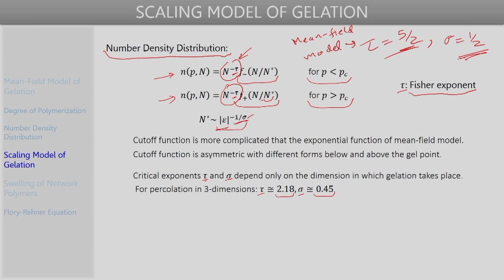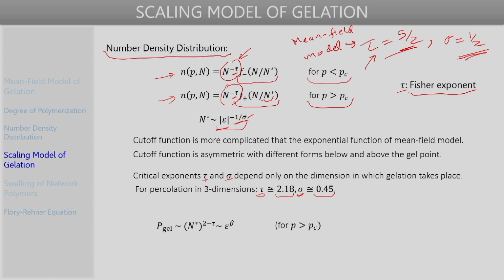And if we consider the limit where percolation takes place in dimensions of 6 or above, so high order dimensions, then the values of tau and sigma coincide with the values that we get from the mean field model. Now, using the scaling model of gelation, some other scaling relations can also be identified. Again, we will not go into the details of any derivation here, but just point out a few key important scaling results.